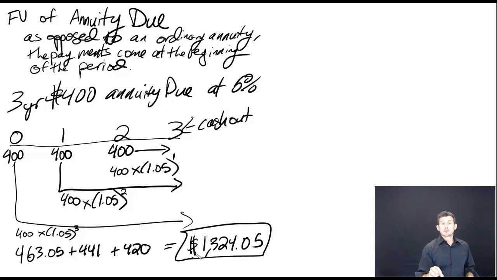Now notice that we have a different value than we did with the ordinary annuity. We're using the same numbers, but with the ordinary annuity, all the payments come a year later, and thus we have to discount them more. They don't have as much time in the account earning interest as the annuity due does. So the fundamental difference is about when the payments are coming.